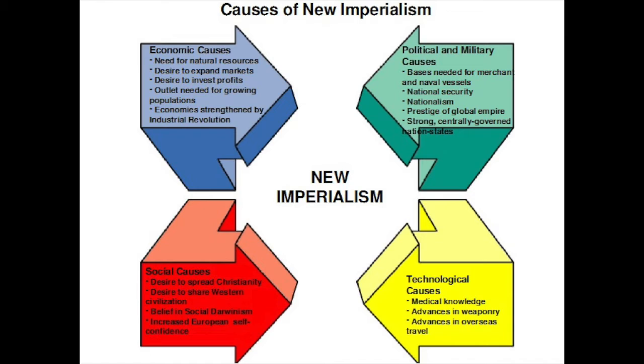Now, the causes for this new imperialism are many. There are economic causes: a search for new markets and new sources of raw material. There are social causes such as racism and the so-called white man's burden. Then there are political and military causes: the need for nationalism, the need to gain a military advantage over your adversary. And there are technological causes, which are basically advances in weaponry and advances in travel, such as the steamship. The causes are multiple, and you can pause it and take notes.